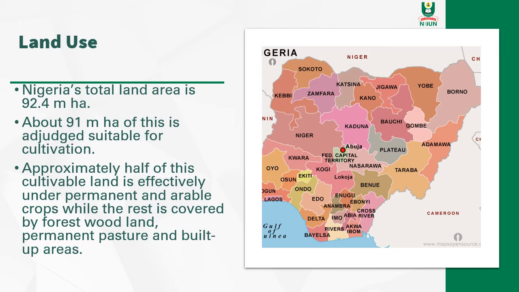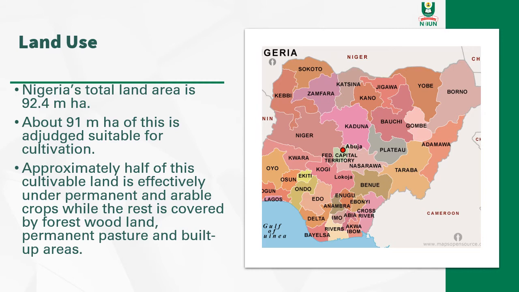About 91 million of this is suitable for cultivation. Can't you see that Nigeria is so lucky? We are so blessed. Out of 92.4 million, we have 91 million hectares suitable for cultivation. So approximately half of this cultivation land is effectively under permanent and arable crop production, while the rest is covered by forest woodland.